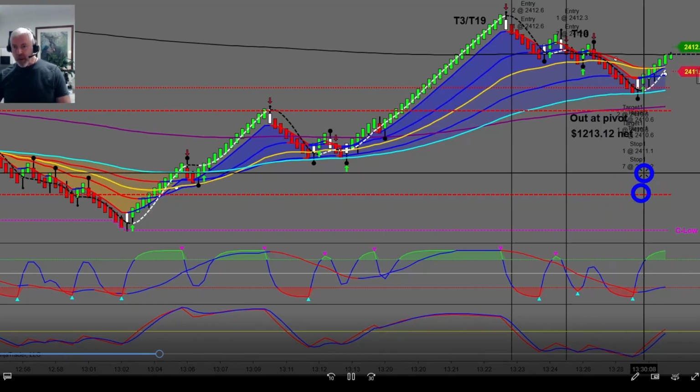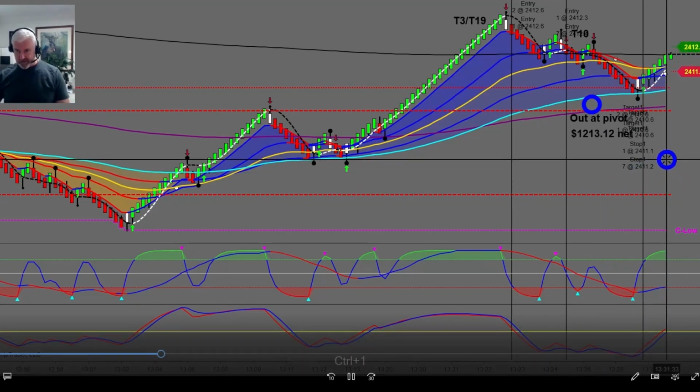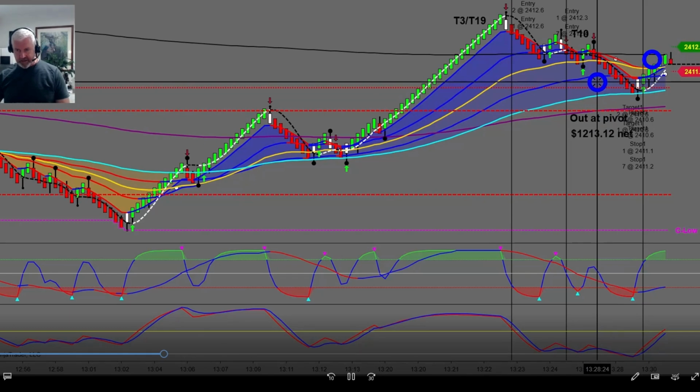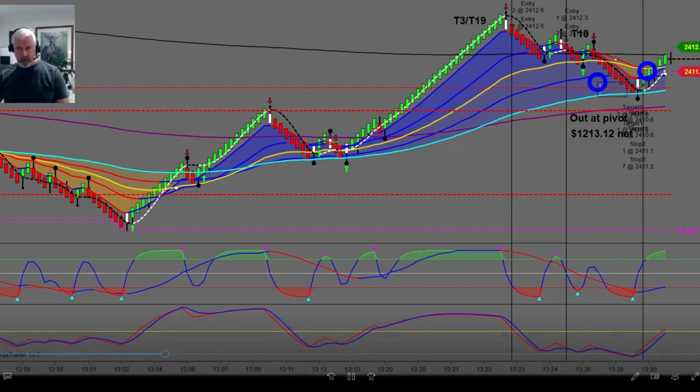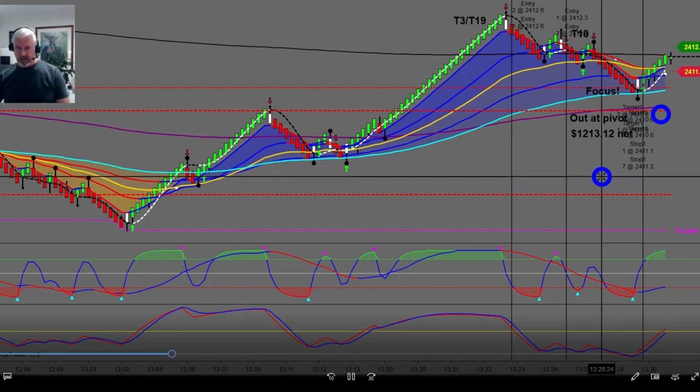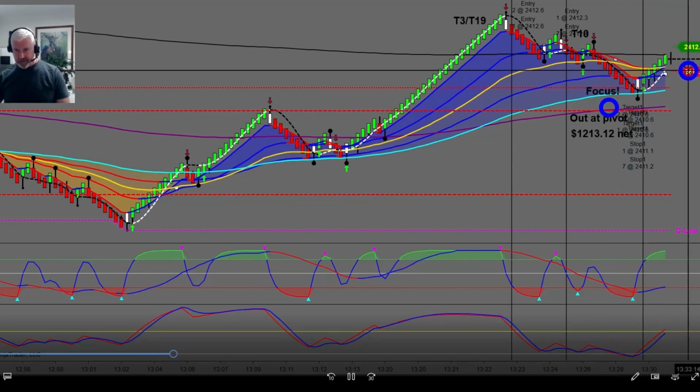So this is where I'll probably type in focus. I went to enter this trade, but I was late to the party. I should have actually been in on or around just above the close of that third candle. And if a trade runs away, I won't chase it. I'll just wait for the next, but the lesson there is focus.